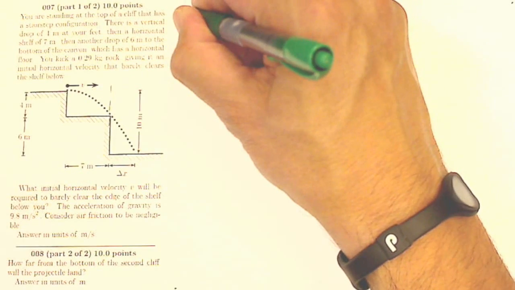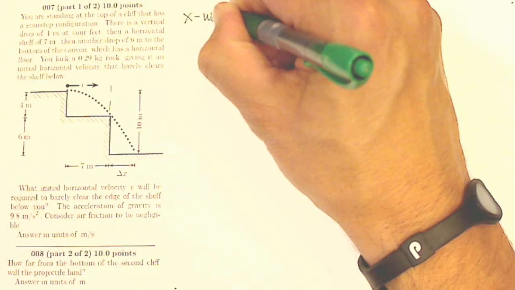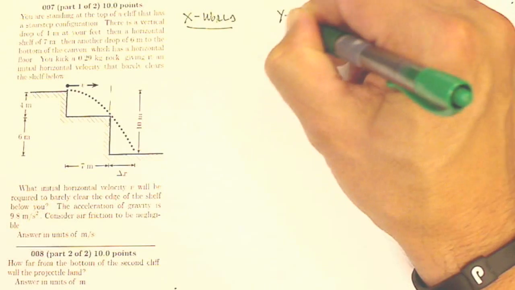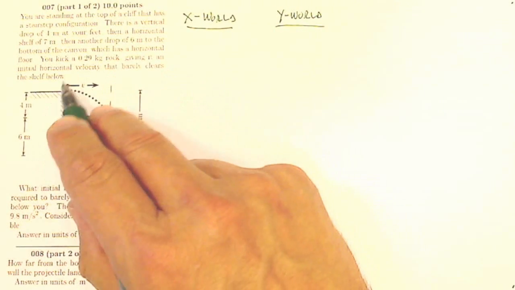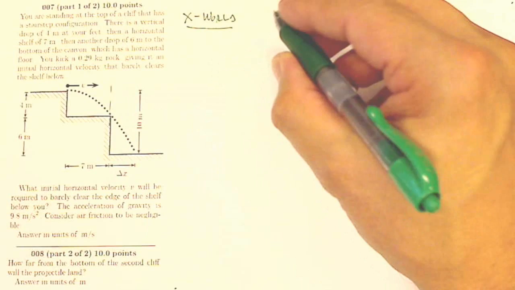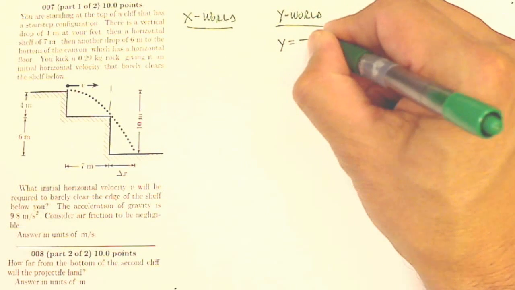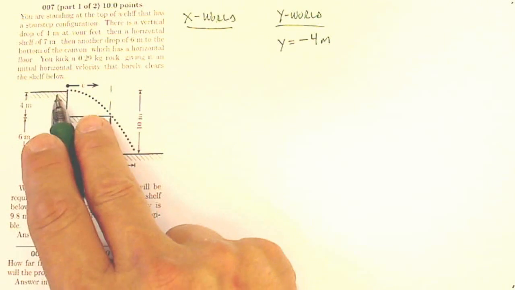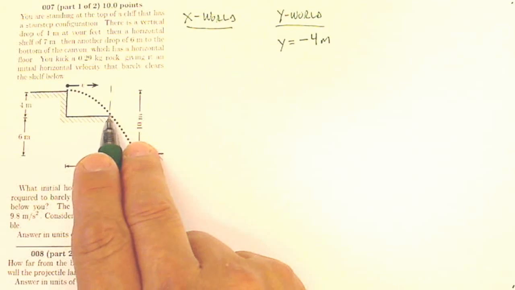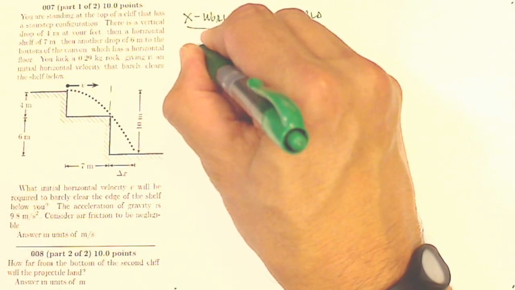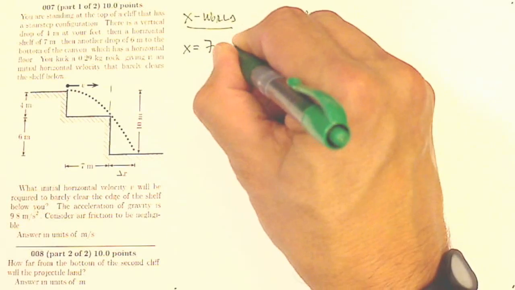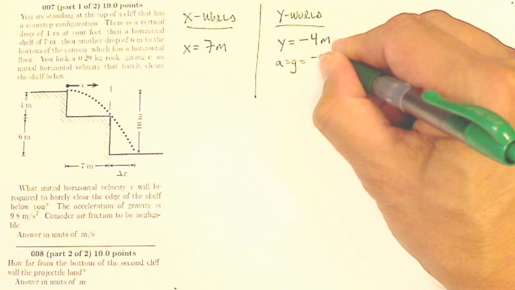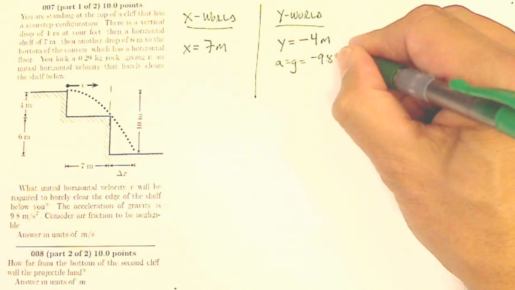So I've got an initial velocity, so I've got an x world, I've got a y world, and let's see what I know. For this part, I'm going to travel down 4 meters, so my y displacement is going to be down 4 meters. The horizontal shelf of 7 meters, it's going to fall down 4 and over 7. It's going to get right to that point. So I can say that my x displacement is going to be positive 7 meters. I also know that my acceleration is gravity, negative 9.8 meters per second squared.